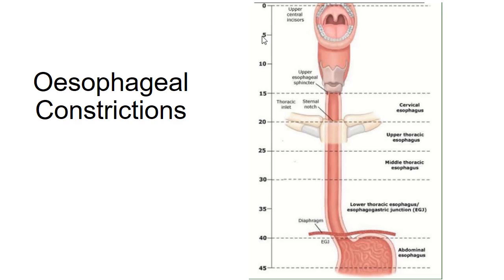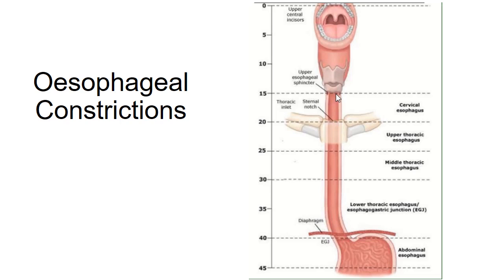At its beginning, the first constriction is 15 centimeters from the incisor teeth. This is the cricoid cartilage. As we all know, the esophagus begins at the lower border of this cricoid cartilage. This first constriction lies at a distance of 15 centimeters from the incisor teeth, as you can see here. This constriction is the level where it is crossed by the cricopharyngeus muscle.